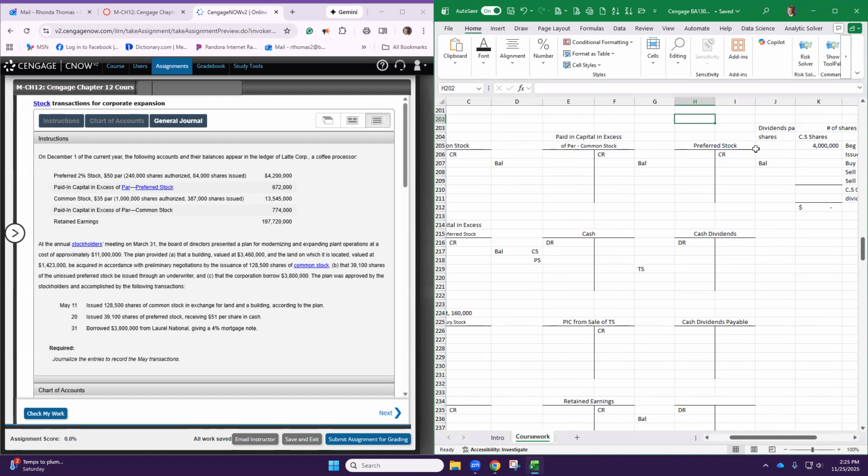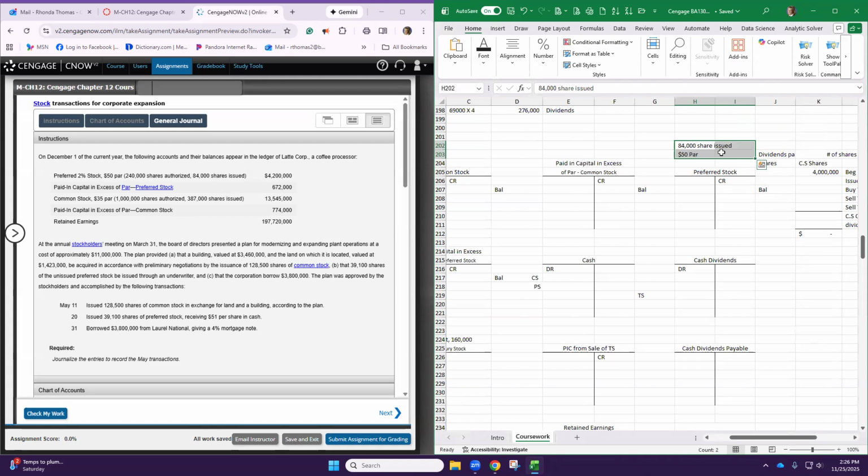So it looks to me like this is 2%. Okay, so let me fill this in. So we're starting with 84,000 shares issued. That's the number that has been sold. Issued means to sell. Okay, and they have a par of $50. So $50 par, and they have 2%.